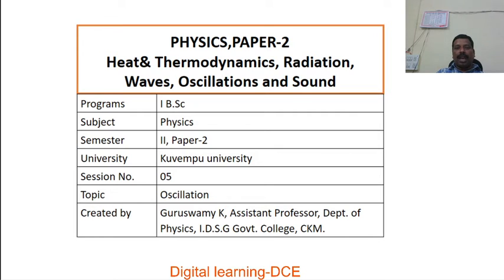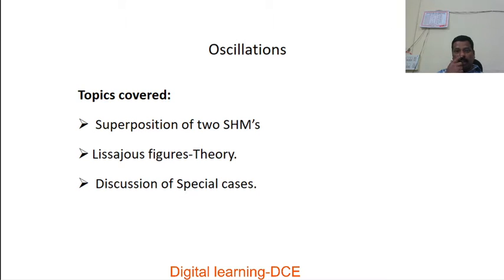In this video, I am going to deliver a lecture on oscillations. This is the fifth session. This chapter belongs to the program first BSc second semester physics. The title of the paper is Heat and Thermodynamics, Radiations, Waves, Oscillations and Sound. The topics covered in this session are superposition of two simple harmonic motions, Lissajous figures, the mathematical theory of Lissajous figures, and discussion of special cases.